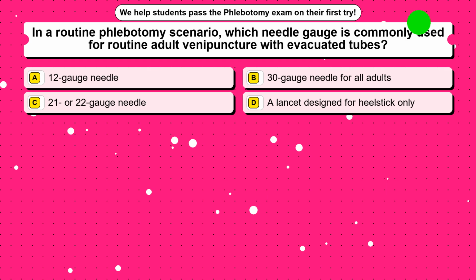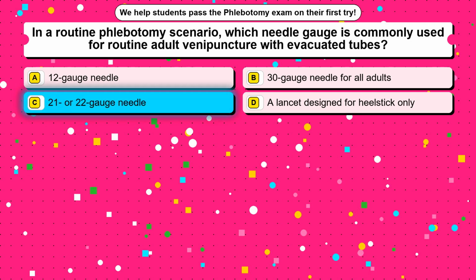Question 27. In a routine phlebotomy scenario, which needle gauge is commonly used for routine adult venipuncture with evacuated tubes? Option A. 12 gauge needle. Option B. 30 gauge needle for all adults. Option C. 21 or 22 gauge needle. Option D. A lancet designed for heel stick only.